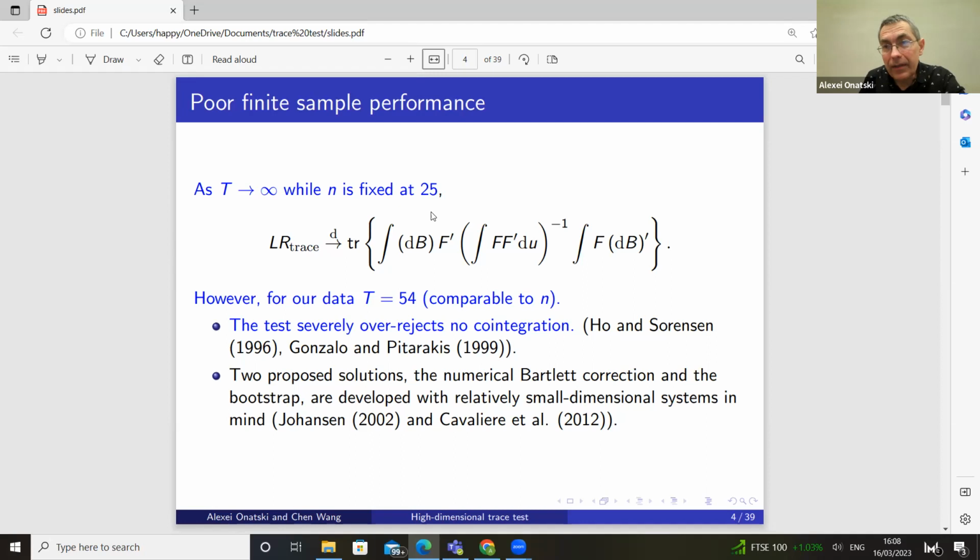So we know that in this kind of situation, the test severely over-rejects the no cointegration hypothesis, and this is very well documented. Some early papers, Hoyne, Sorensen, and Gonzalez and Pitarakis, but since then there were tons of studies that confirmed this over-rejection phenomenon. And there were several solutions proposed a long time ago.